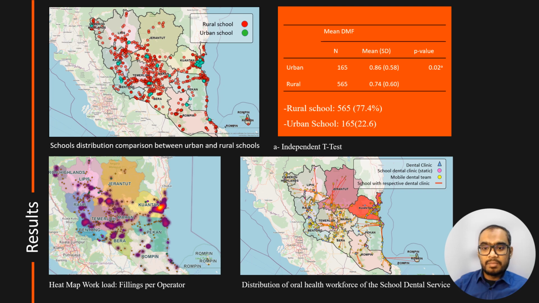Moving on to the third image, this is the heat map of the workload per operator. The areas of the map where the color is consistently brighter than surrounding areas are likely to be hotspots of high workload density. In this case, it is in Kuantan. Heat maps on workload density help identify areas where additional resources or services may be needed to support the local workforce.